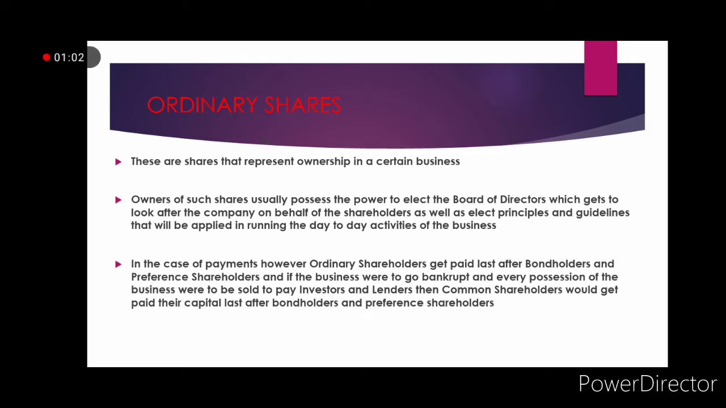So by owning ordinary shares, you get to have these sort of rights. You get to make decisions that impact the well-being of a business. Owners of such shares usually possess the power to elect the board of directors, which looks after the company on their behalf, as well as electing principles and guidelines that will be applied in running the day-to-day activities of the business. These investors are more ownership-wise concerned. You get to make decisions, and all these happen through annual general meetings.